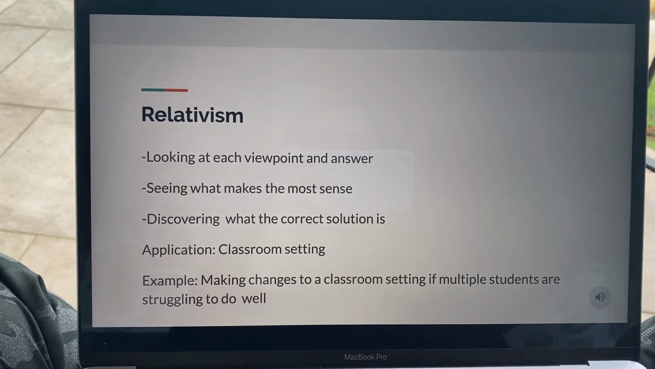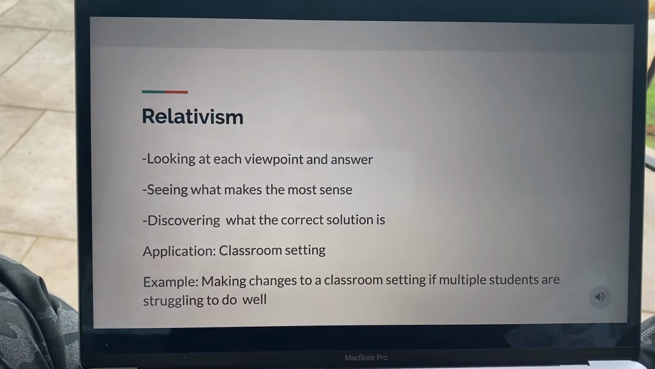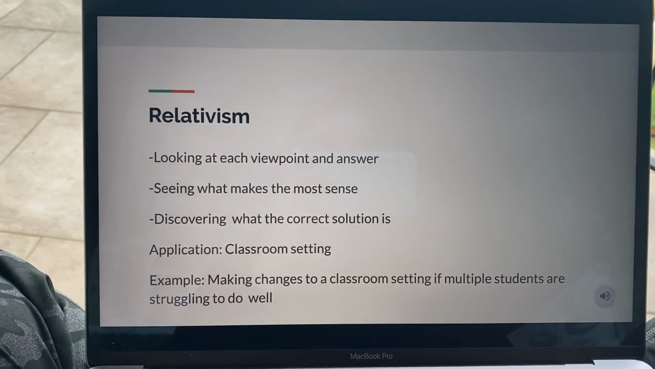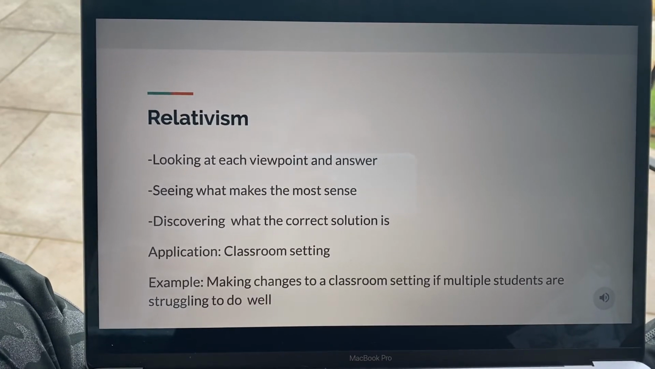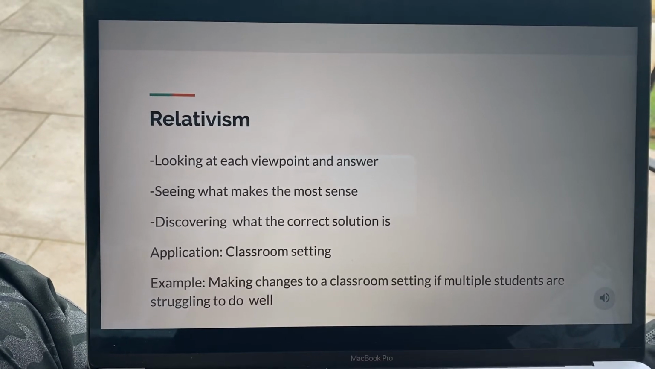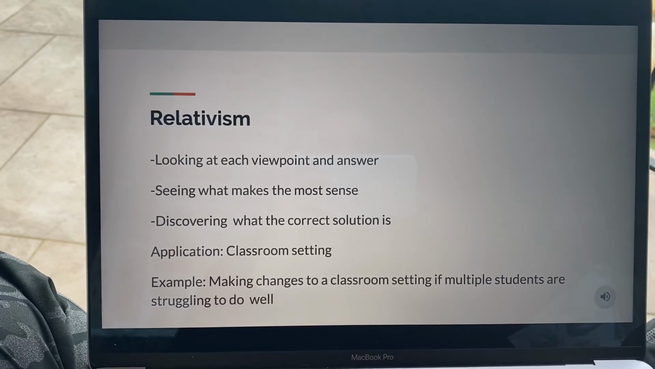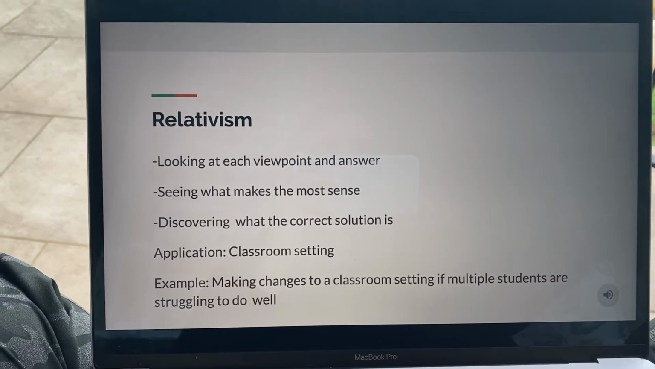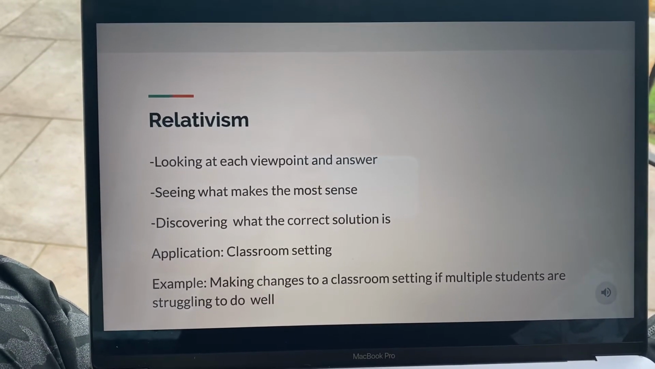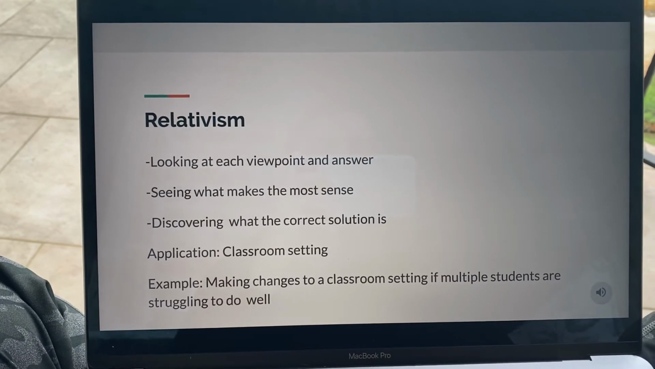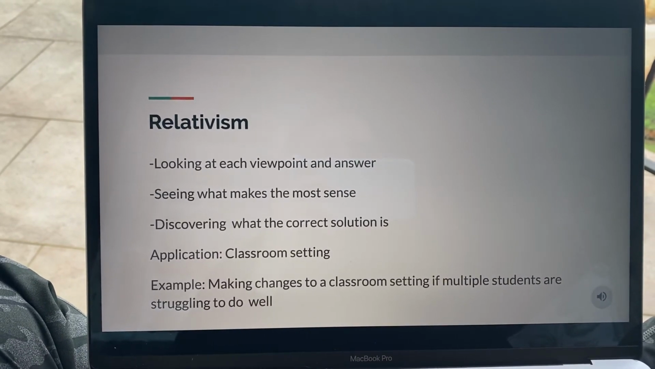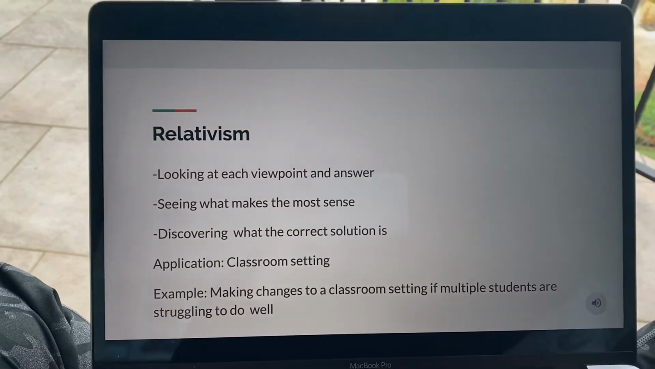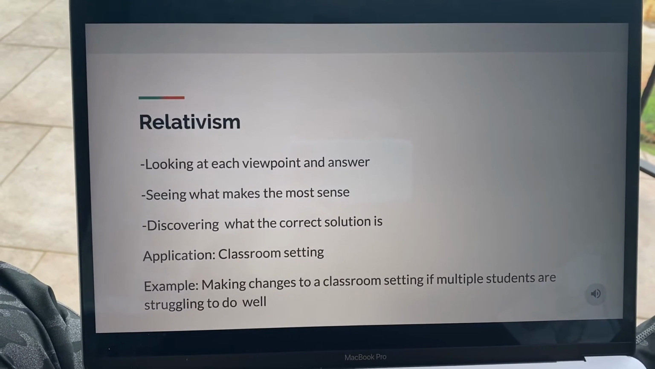I now have relativism, which means looking at each viewpoint and answer, seeing what makes the most sense, and discovering what the correct answer is. I will be applying this to a classroom setting, and I'll be using student affairs as an example. If multiple students are coming into student affairs complaining about the same situation in a classroom setting, then student affairs could take over and see what changes need to be made to prevent students from struggling in the future.